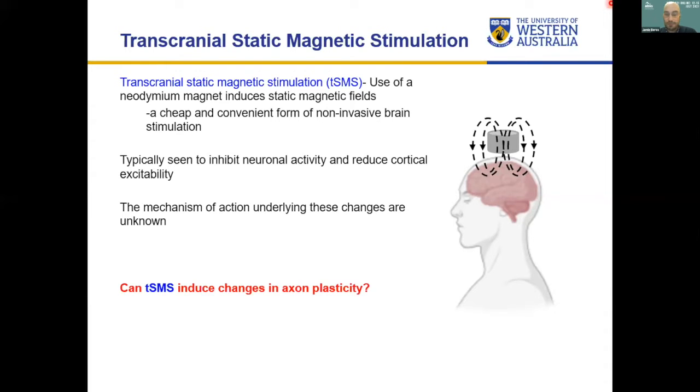And in our lab, we specifically look at axonal plasticity, and we find that changes in axon plasticity can be induced by neuromodulatory interventions. And so we wanted to explore the use of static magnetic stimulation and see, can this actually drive or induce axon plasticity?